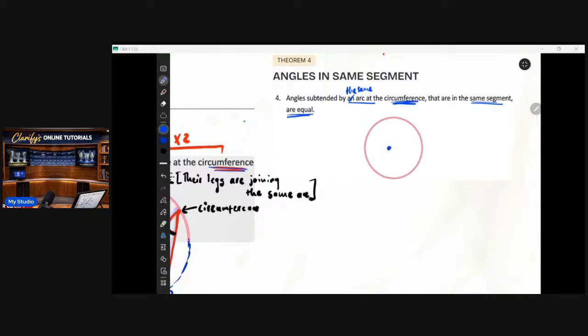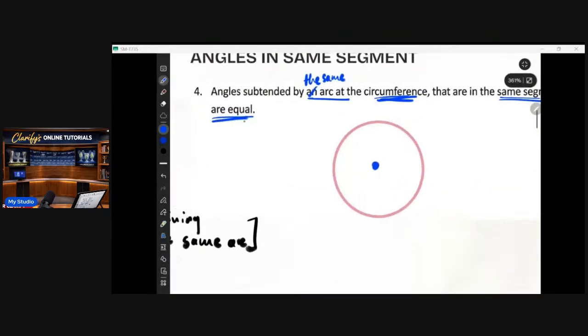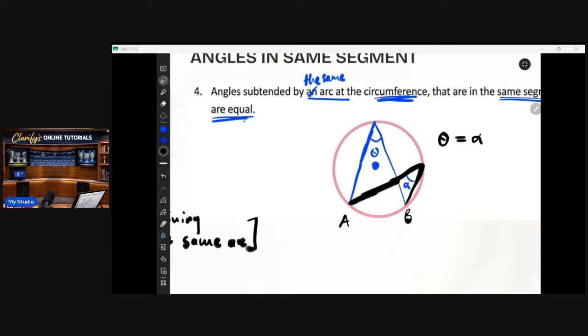So let's do it. Here is the center of our circle. Let's say you have an angle like this. Then you have another one like this, in black. And this is point A. And this is point B. Now, this angle we'll call theta. This one we'll call alpha. What we know is that theta is equal to alpha.